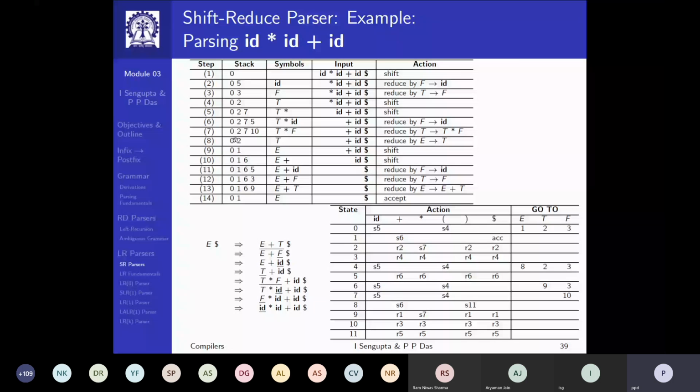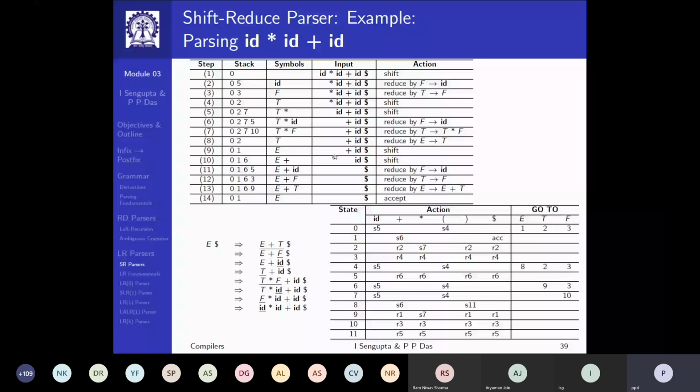On 2, I have plus, which is R2, which is E produces T. So I reduce by that, T is replaced by E. 0 gets exposed, 0 E is 1. So I have 0, 1 E, I get E plus ID. Then 1 plus is S6. So plus is shifted. I go to state 6.